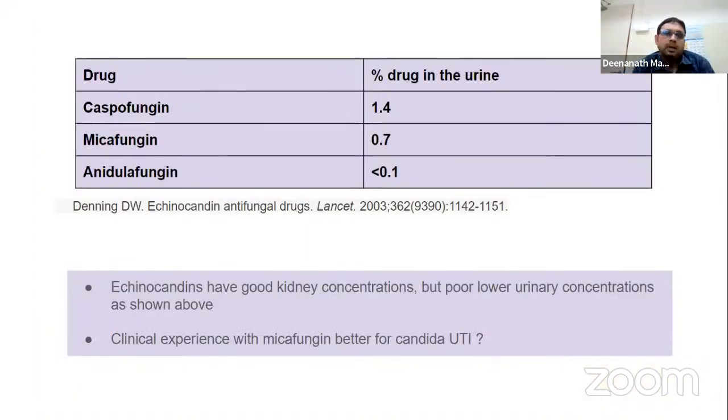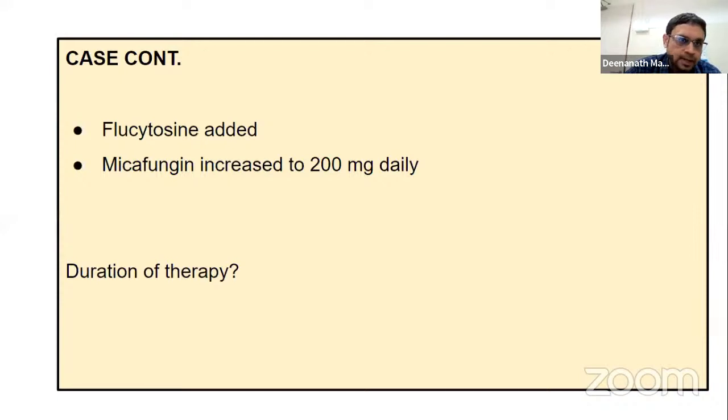So again, if you look at the genitourinary penetration of different echinocandins, then the percentage drug in the urine is the lowest for anidulafungin. Then you have micafungin, and then you have caspofungin. However, looking at the very low MICs, using high dose micafungin, there is some anecdotal evidence which suggests that for these type of situations, we can use high dose micafungin. So actually, we added flucytosine and then increased his micafungin to 200 milligrams daily.